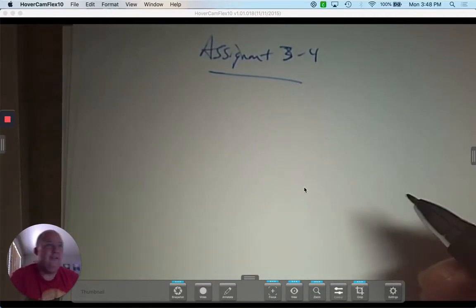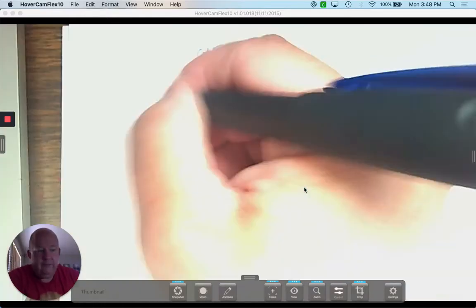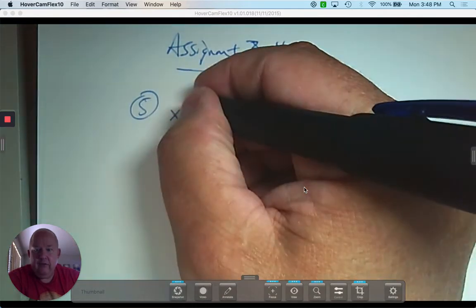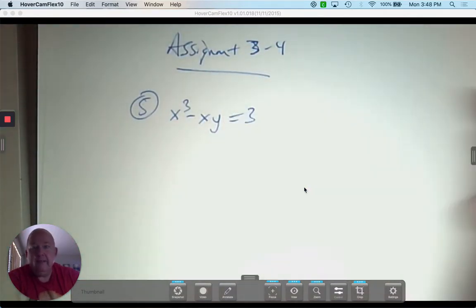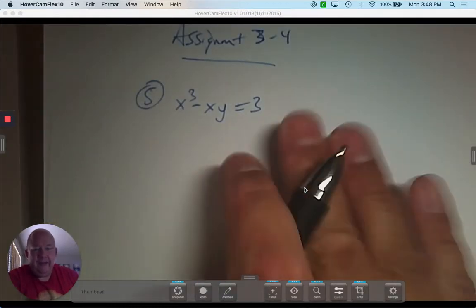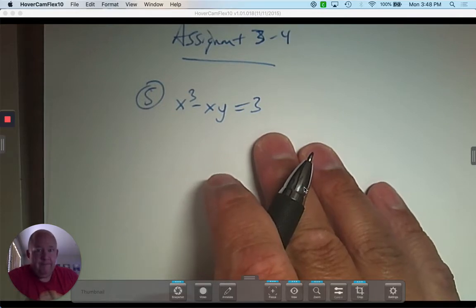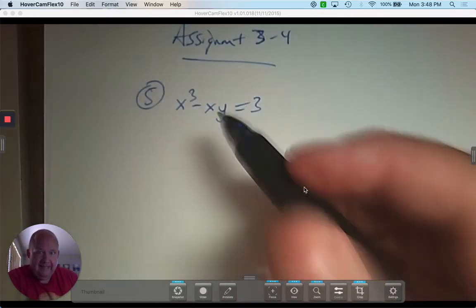But the last one I didn't do, so I grabbed this here, is question number 5. So let's start there together. We have x cubed, subtract x times y equals 3. What I want to do is take the derivative of this and find the derivative at a point. So let's do that, and we're going to do it with respect to x.